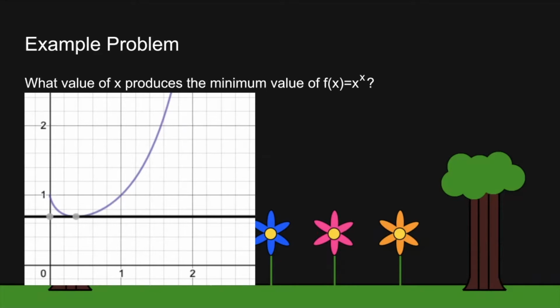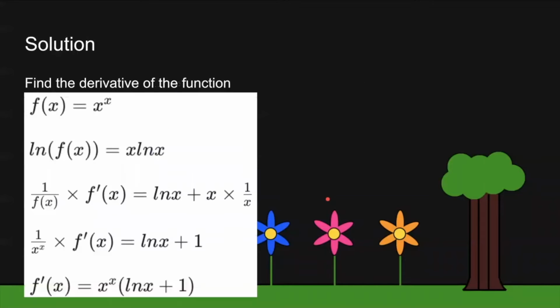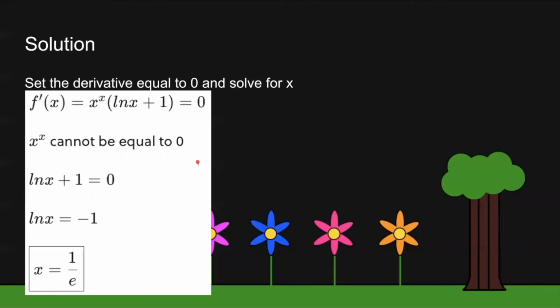What value of x produces the minimum value of f of x equals x to the power of x? Well, to do that, you would find the derivative of the function and set it equal to 0. First, finding the derivative, we can do that using implicit differentiation. If you remember how to do that, take the natural log on both sides and then differentiate both sides of the equation. And then in the end, you'll get that the derivative is x to the power of x times (ln x plus 1).